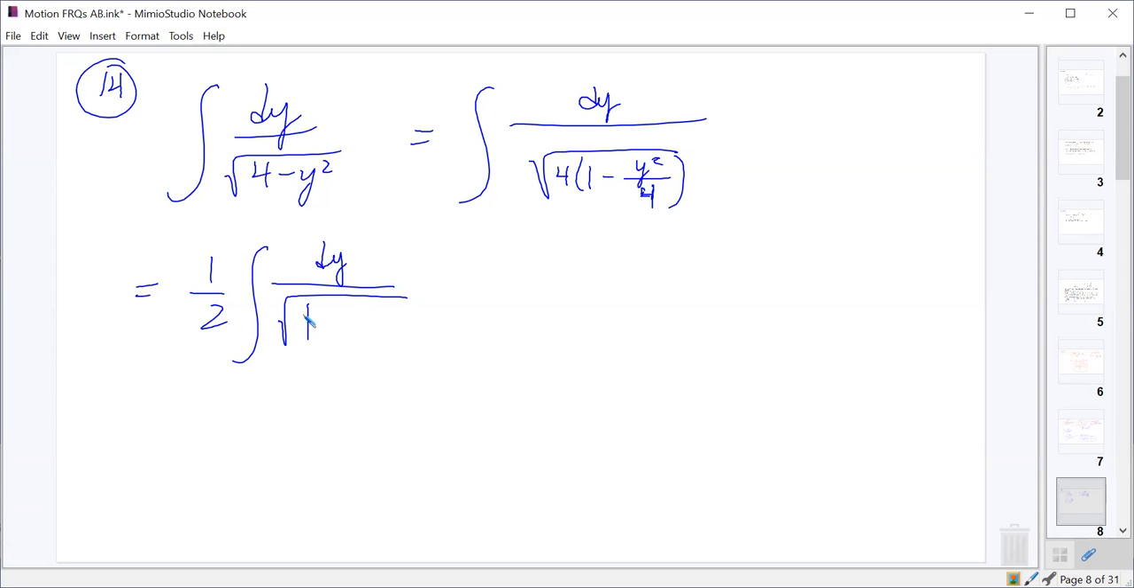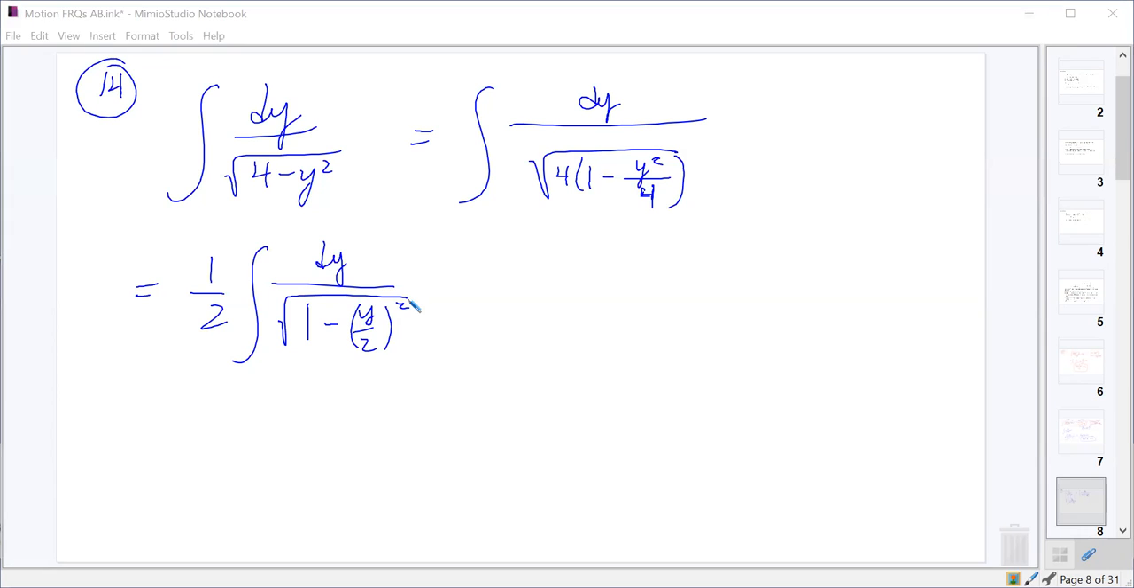Now, what's another way that we could write y squared over 4? Because wouldn't it be cool if this was du over square root of 1 minus u squared? That'd be nice, wouldn't it be? Because that'd be the inverse sine of u, right? So how could I rewrite y squared over 4 so that it's u squared? Yeah, we're going to go with y over 2 squared. Everybody good with that?